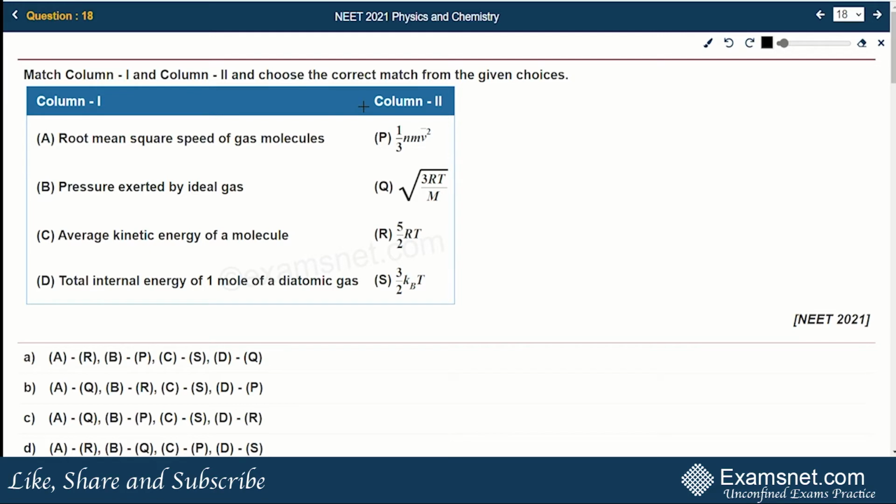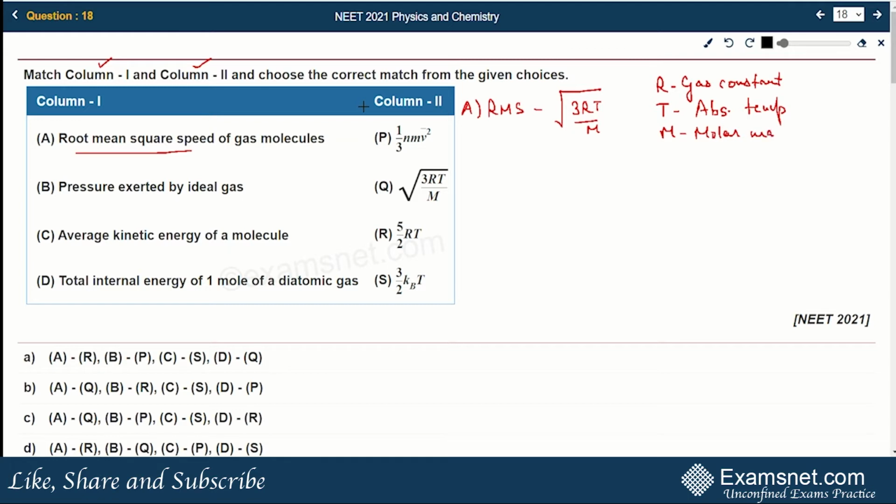Now question number 18 is from the chapter Kinetic Theory, and here we have to match column 1 with the correct formula in column 2. So this is a simply formula based question. You have to remember these formula. First one is the root mean square speed of gas molecules. That means RMS speed of gas molecules, and it is given by the formula root under 3RT by M. Here R is the gas constant, T is the absolute temperature, and capital M is the molar mass of the gas molecules, right?